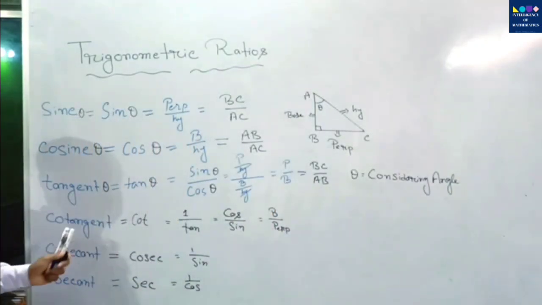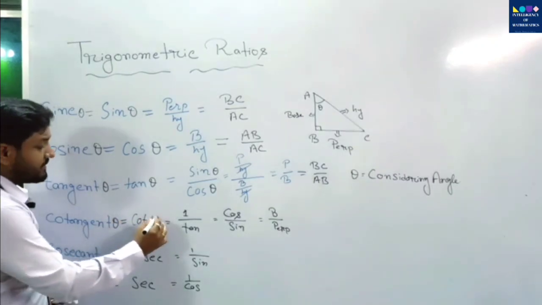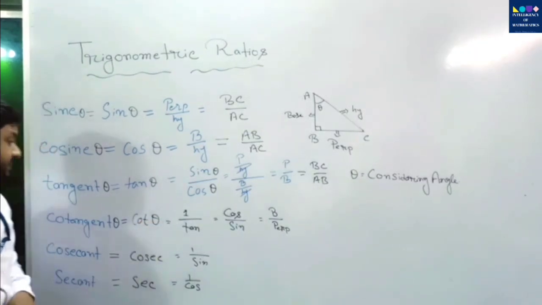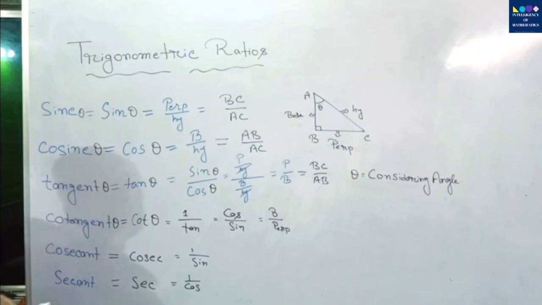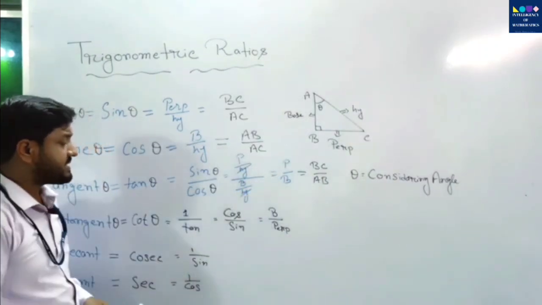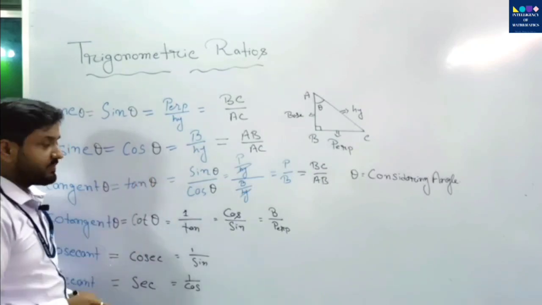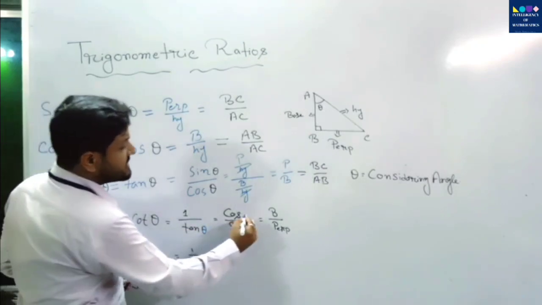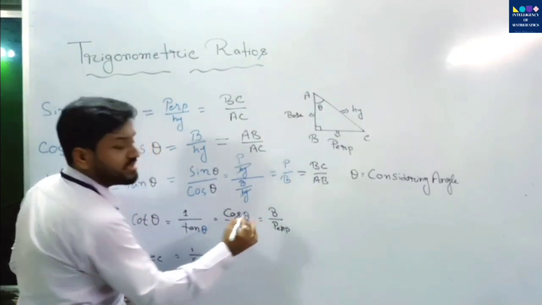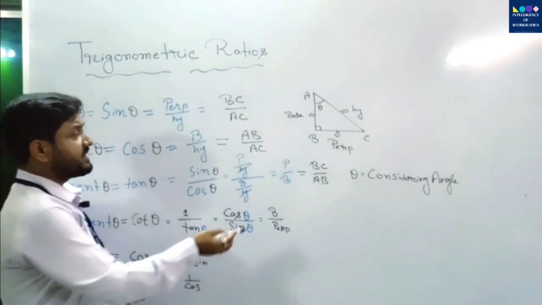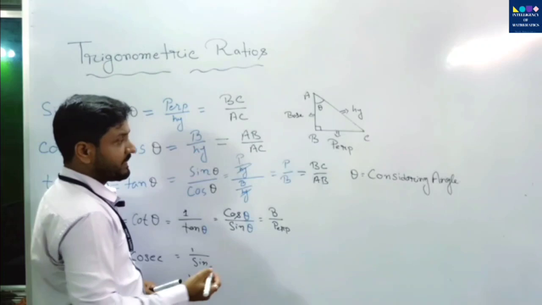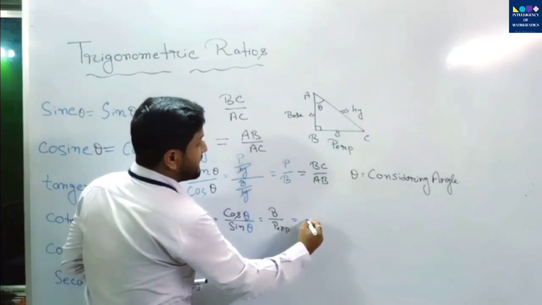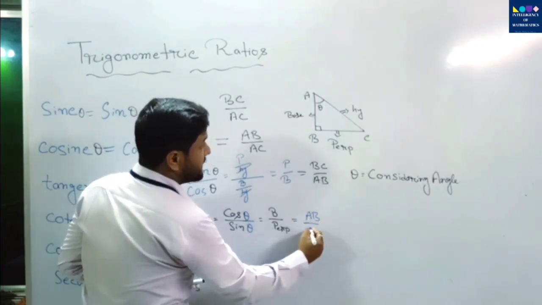Now the fourth one is cot theta, and cot theta is the reciprocal of tan theta. Tan theta we already got as perpendicular by base, and sine theta by cos theta. So its reciprocal, 1 by tan theta, is equal to cos theta by sine theta, and cos theta by sine theta gives you base by perpendicular. Applying it on the triangle, base is AB and perpendicular is BC.